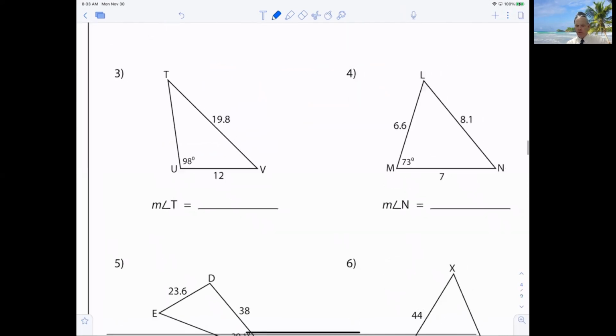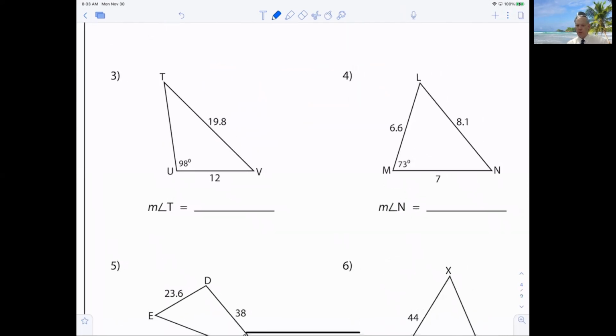Number 3. All right, someone set this one up for me. Sine of 98 over what? 19.8 equals sine of t over 12. Beautiful. All right, have at it. Cross multiply, divide.